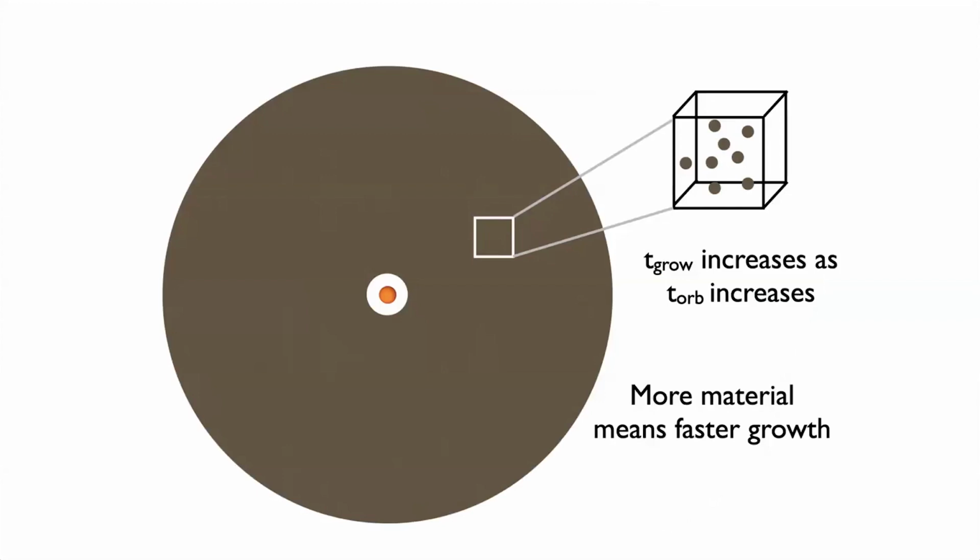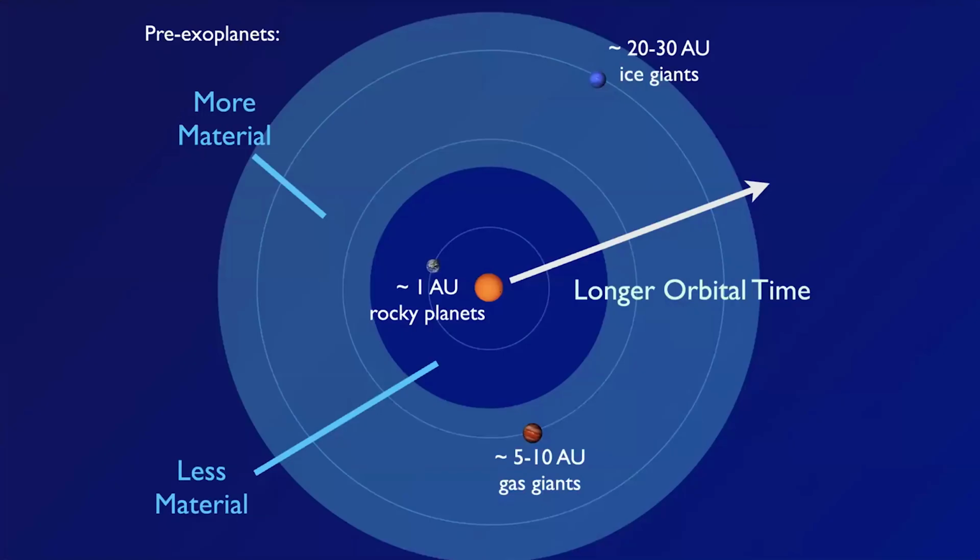In that disk, solids collide with each other. If you have more material, they grow faster. If you're farther from the star, they grow slower because it scales with the orbital time. So you sort of look at it schematically. Close to the star, you just don't have very much stuff, so you make puny rocky planets. A little farther away, you have a larger area on the screen, and you also might have gone past the ice line, so you have more stuff. So you make cores that can grow into gas giant planets, and you go even farther away.